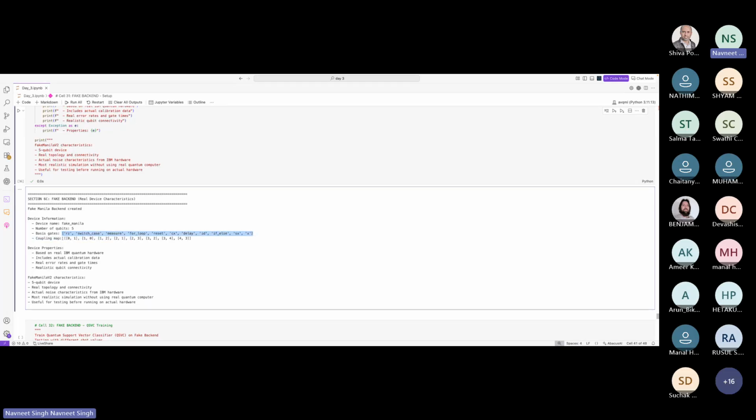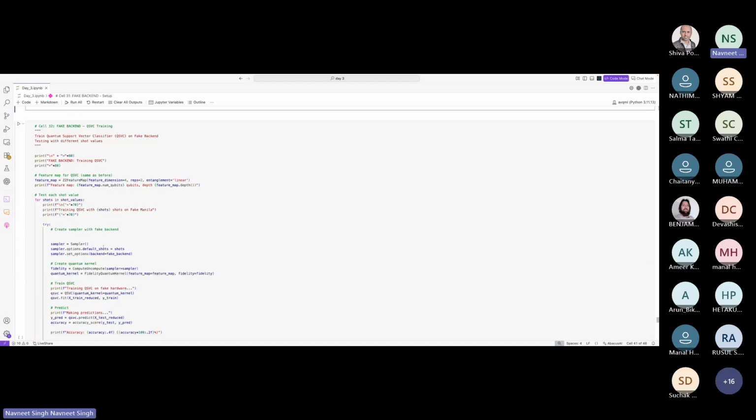Then the coupling is 0 1, the zeroth qubit is connected with 1, and similarly vice versa, then 1 and 2. But you can see 0 is not connected with 2 or 3, so it is using, I can say, a chain coupling map or some different coupling map. So it is like this.